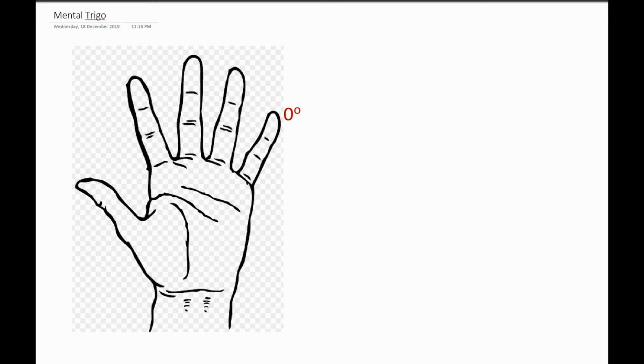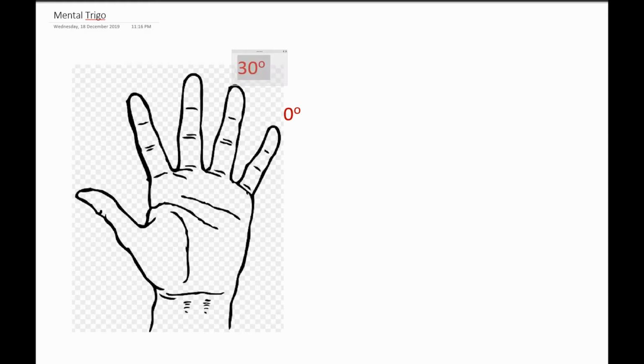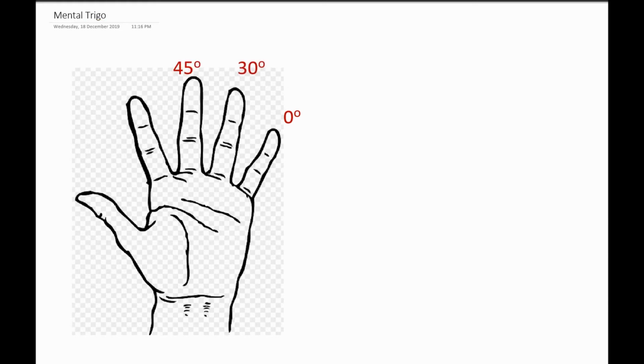On the rightmost finger, we have 0 degrees. The next ones are 30 degrees, 45 degrees, 60 degrees, and 90 degrees. Once we know that, we also know that the x and y components of our unit circle are the same as the cosine alpha and sine alpha of our given angle.